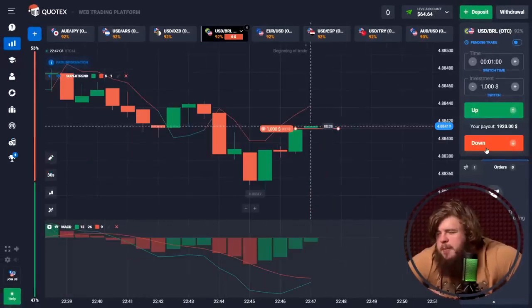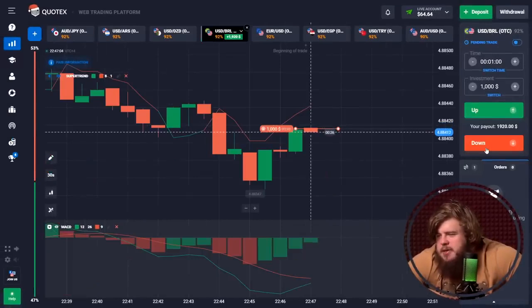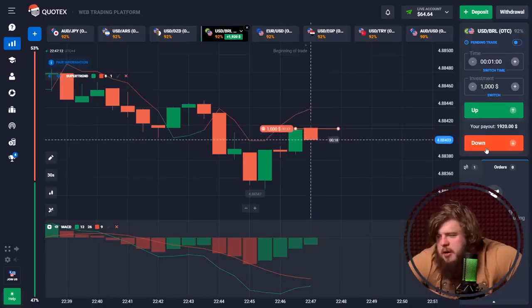Here, the MACD indicator is telling us that price will highly likely drop. The SuperTrend indicator is also telling us the same. We're trying to open a short position here with an investment of 1,000 bucks.